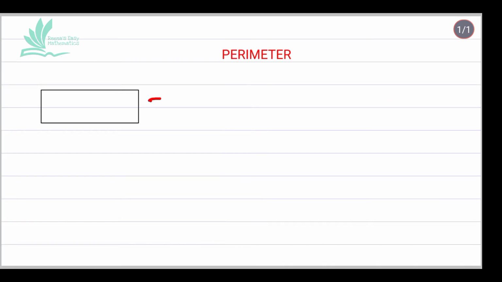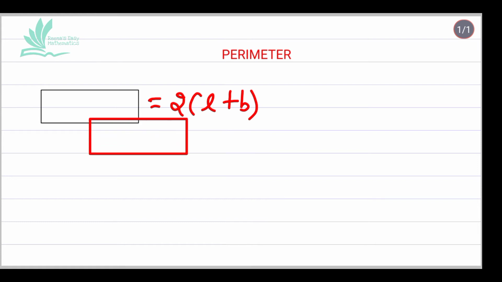Now let's start with the perimeter of a rectangle which is twice of L plus B. This is the base of the cuboid. Let's take the top also. This is the top of the cuboid. And its perimeter, sum of all the sides, again is twice of L plus B.